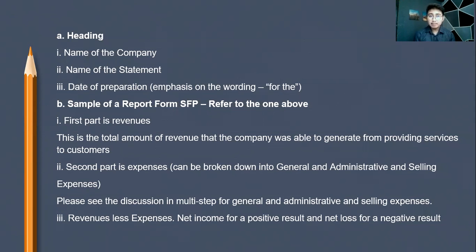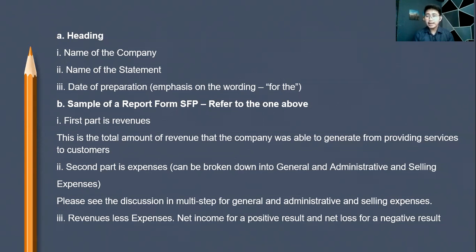After natin masulat yung heading, we will now proceed to the body po ng statement. First, you need to write the revenue. The revenue is the total amount of revenue that the company was able to generate from providing services to the customers.